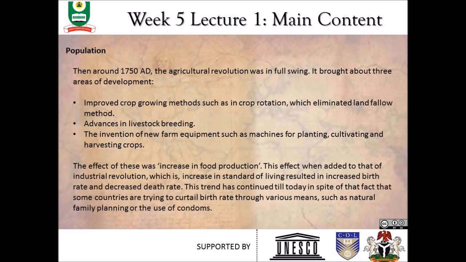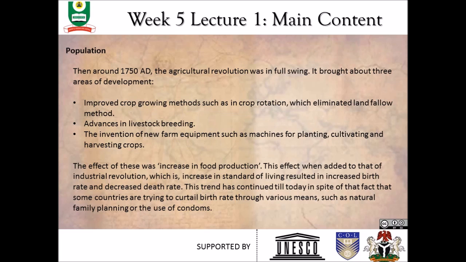Then, around 1750 AD, the agricultural revolution was in full swing. It brought about three areas of development. One, improved crop growing methods, such as in crop rotation, which eliminated the land fallow method. Two, advances in livestock breeding. And three, the invention of new farm equipment, such as machines for planting, cultivating, and harvesting crops.